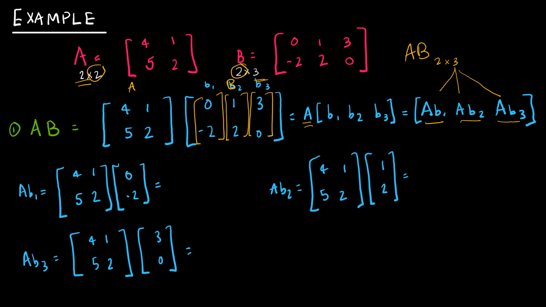So I'm going to take A times B1, and that's going to give me 4 times 0 plus 1 times negative 2. I don't have room to write all of that out, and I don't expect you to on your homework. What I would like to see on your homework is 4 times 0 is 0. 1 times negative 2 is negative 2. So I know you're actually doing the work to compute these. And then 5 times 0 is 0, plus 2 times negative 2 is negative 4. So my result is negative 2, negative 4.